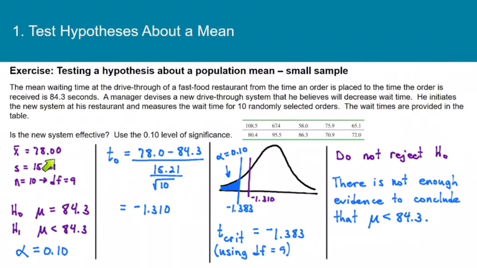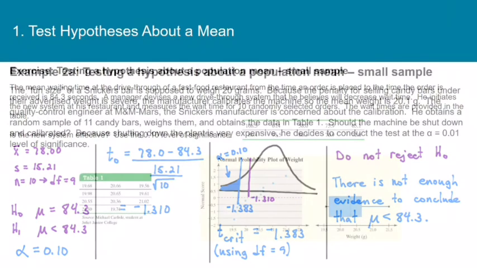You see, his sample mean is less than 84.3, but it's not enough less to prove that the new population mean is less than 84.3. You see, the probability of obtaining a sample mean of 78 from a population whose mean is 84.3 is still large enough that we would assume that this sample happened by chance, and we would not assume that the population mean we already had has changed.